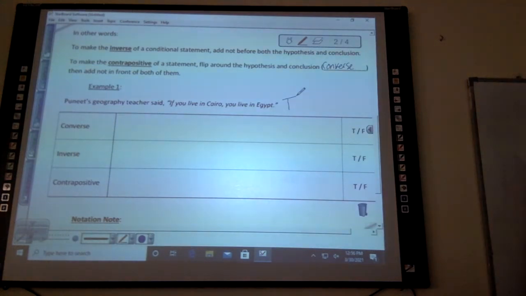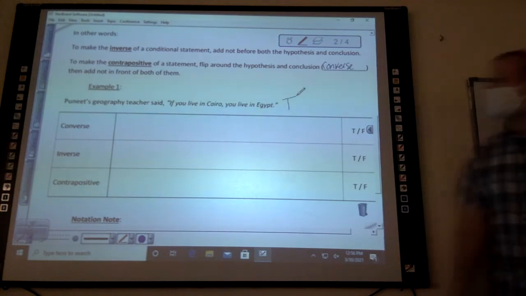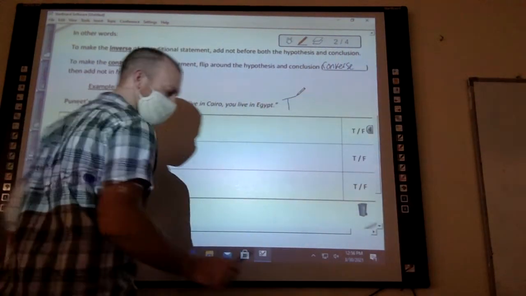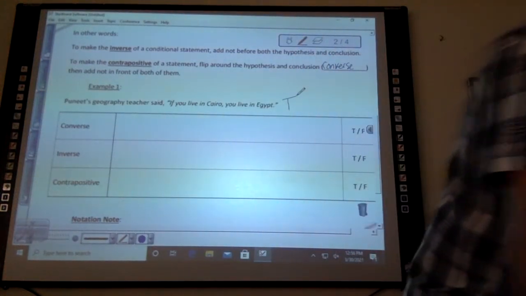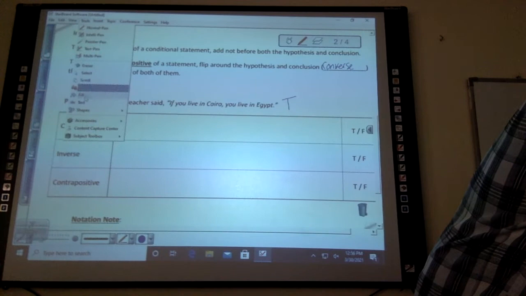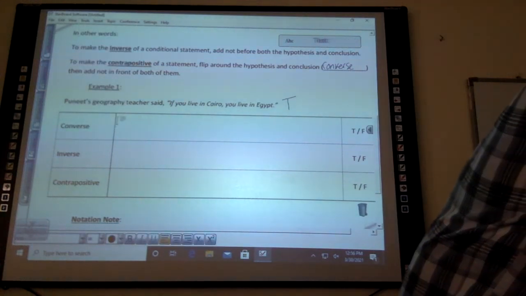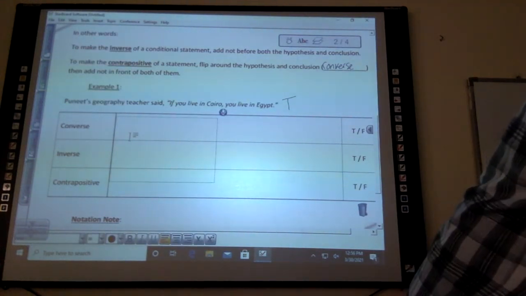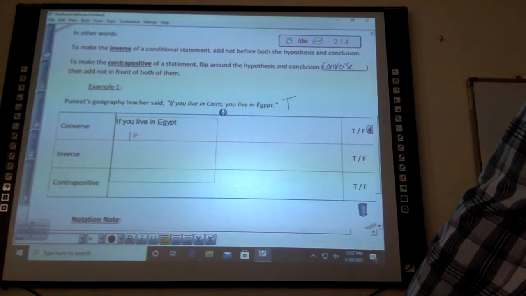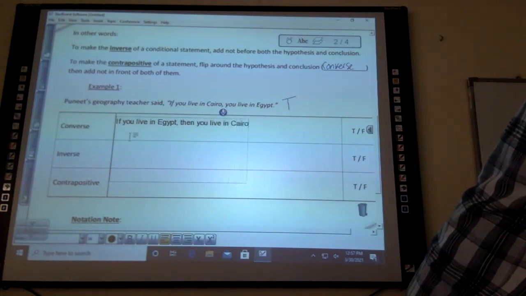Let's figure out what the converse is. Yeah, there you go. So if you live in Egypt, then you live in Cairo. So let's write that out. Actually, I'm going to type it because this is going to go quicker than writing it. We write this one, it's false. So if you live in Egypt, then you live in Cairo.